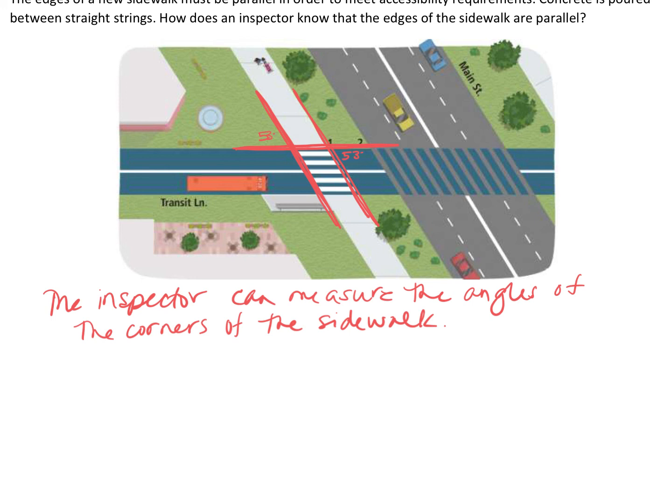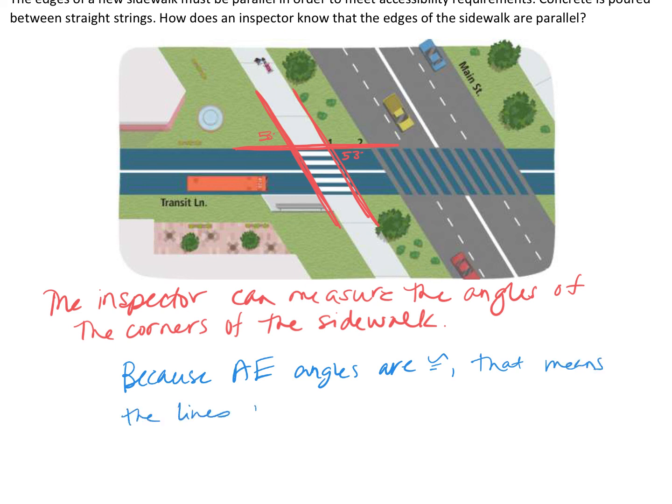So because alternate exterior angles are congruent, they're both 53 degrees, that means that the two lines are parallel. That is the converse of the alternate exterior angle theorem. That's what we use to determine that.